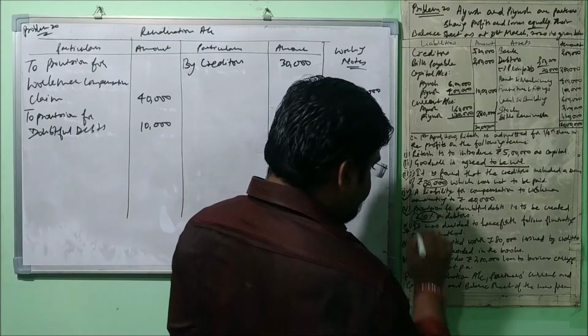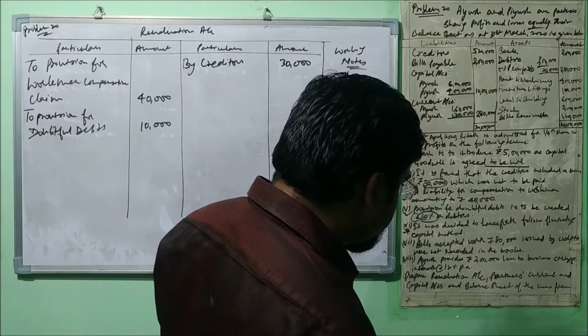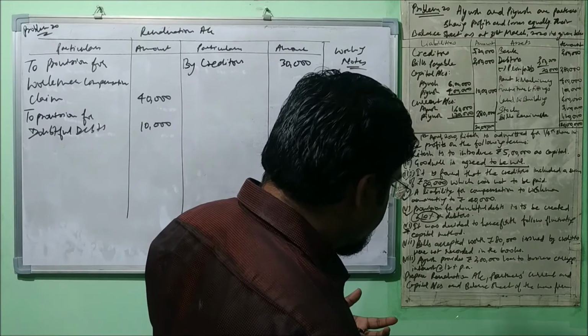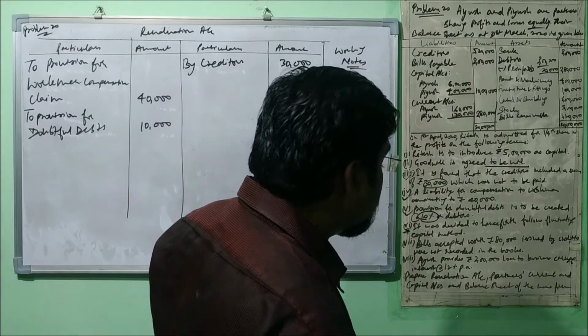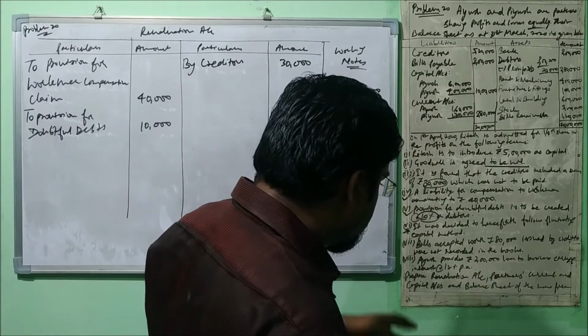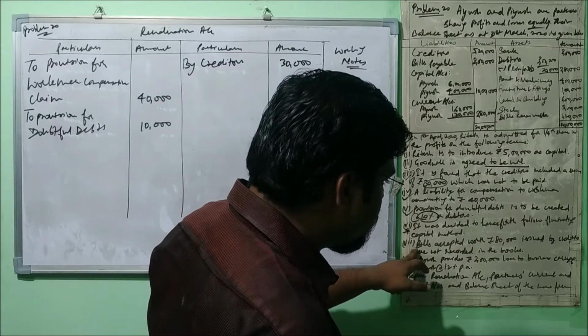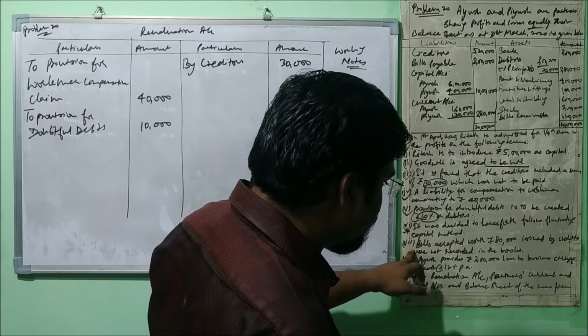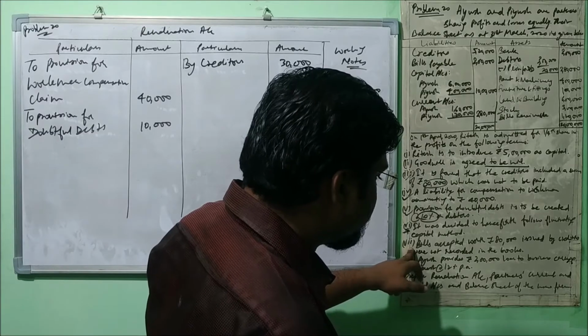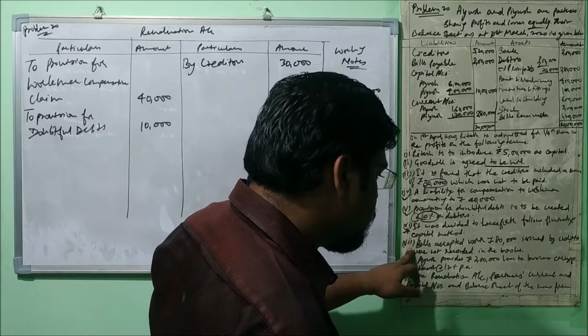So this is also done. Now any other entry? Yes, it was decided to henceforth follow the fluctuating capital method. So that will be utilized at the time of capital and current account, right? Now bills accepted of rupees 80,000 issued by creditors were not recorded in the books. See, this item is related to the balance sheet, so I'll explain it to you only at that time.